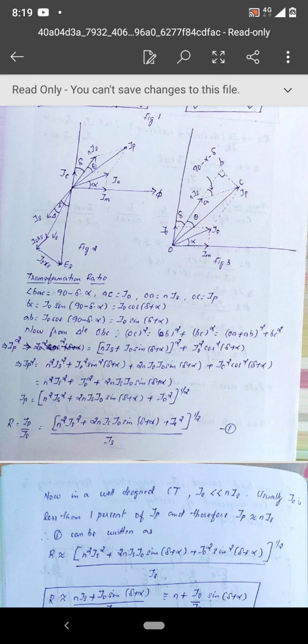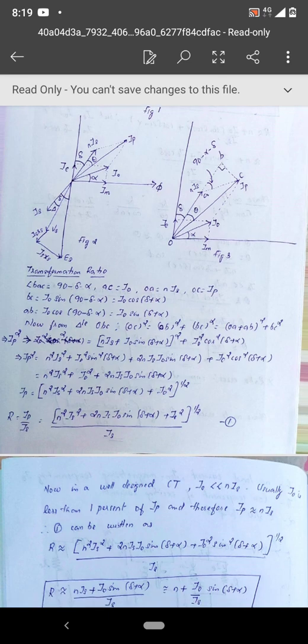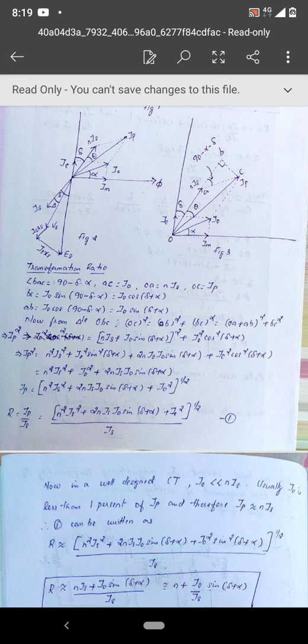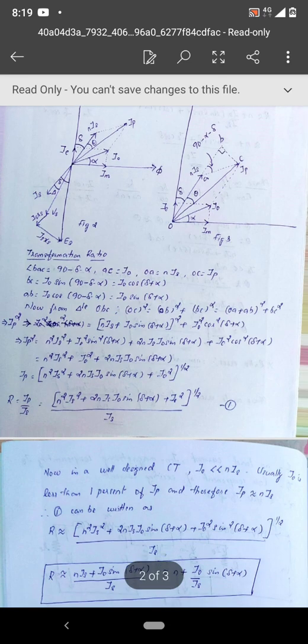Instead of OC square, you can substitute IP square, and instead of OA, you can substitute NIS. Instead of AB, you can substitute I naught sine delta plus alpha, and instead of BC, you can substitute I naught cos delta plus alpha. Everything is substituted. A plus B the whole square expansion is done. I naught square sine square delta plus alpha plus I naught square cos square delta plus alpha is simply I naught square. So that is what is written there.